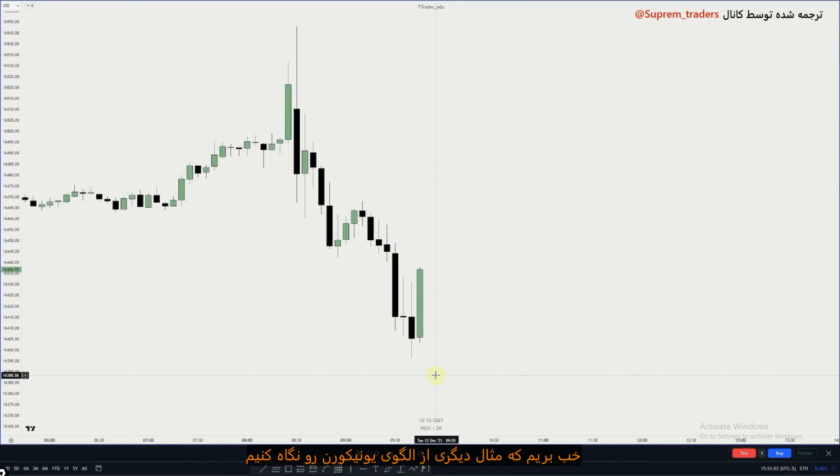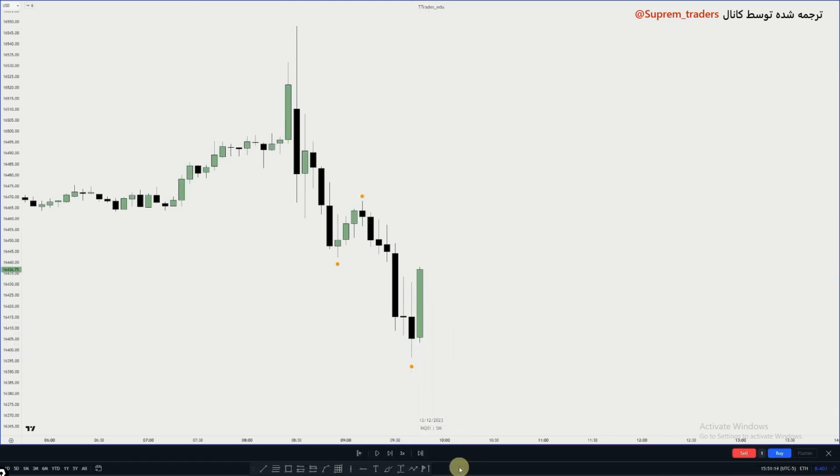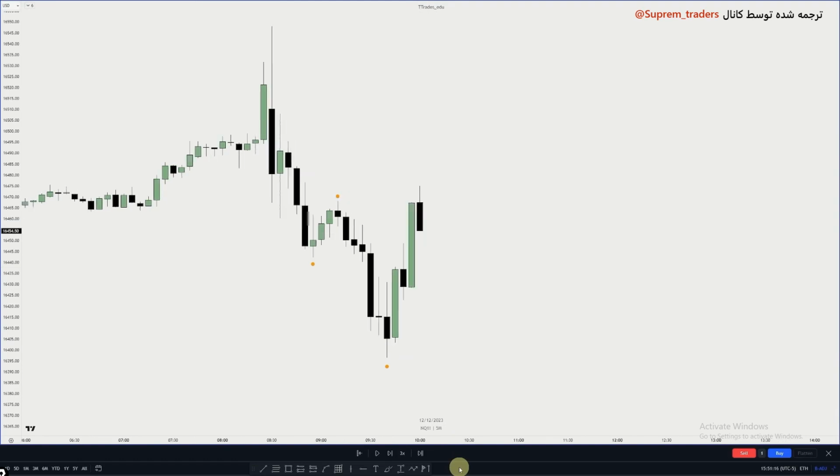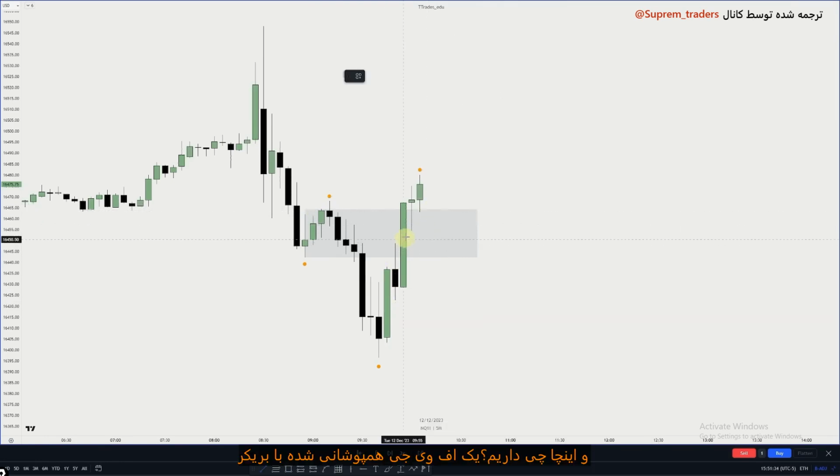Let's take another look at an example of a unicorn model. So if you notice here, we have a low, a high, a lower low. So if we form a higher high, we will have a breaker block. And here we do form that higher high. Now we can mark out the series of up close candles here as the breaker block and look for that to be retested to move higher. And what do we have right here? We have a fair value gap overlapping it.